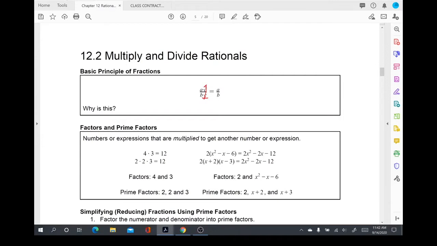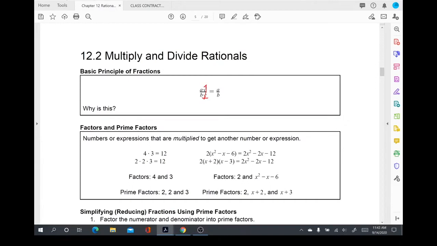Factors and prime factors. Numbers or expressions that are multiplied to get other numbers or expressions. So 4 times 3 is 12. 4 and 3 are the factors of 12, just like 1 and 12 or 2 and 6. However, 2 times 2 times 3 are the prime factors of 12, and the prime factors of 12 are unique. You can do the same thing with expressions.